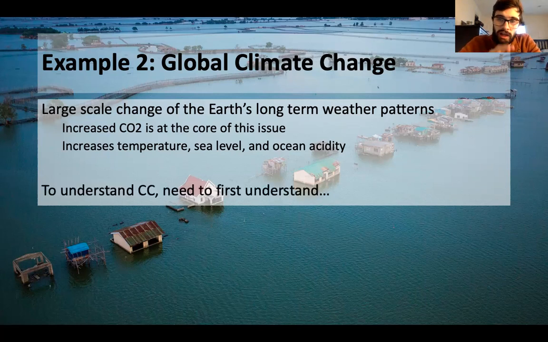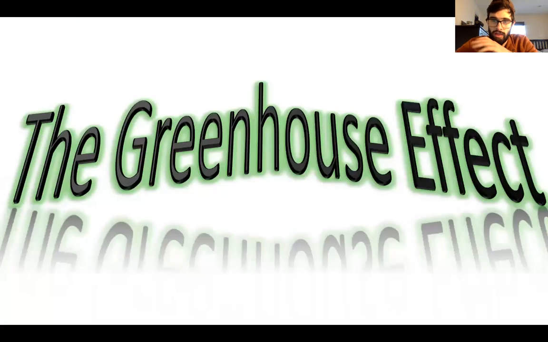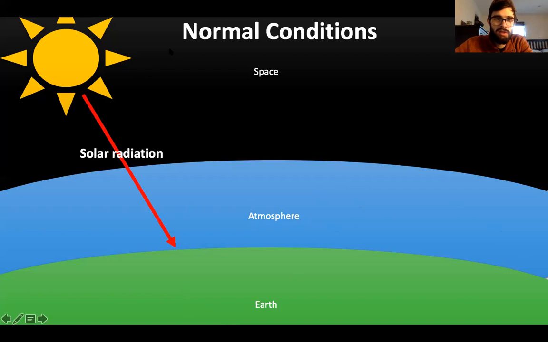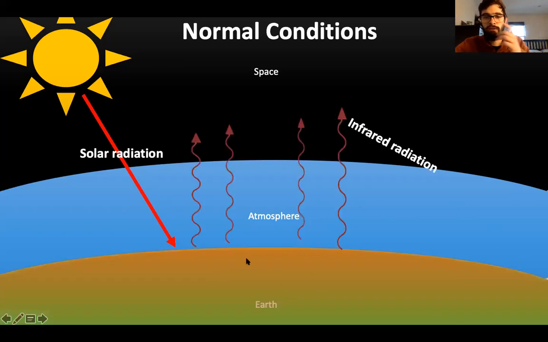But in order to understand climate change, we first need to understand the greenhouse effect, which is pretty pivotal to understanding how climate change can even come about in the first place. So, let's imagine a scenario under normal conditions with the greenhouse effect. You've got Earth in green, the atmosphere is this blue layer above, and space with the sun in it. Normally what happens is that solar radiation from the sun comes down, penetrates the atmosphere, hits Earth. Earth absorbs a lot of that heat and then emits a lot of that heat as infrared radiation.